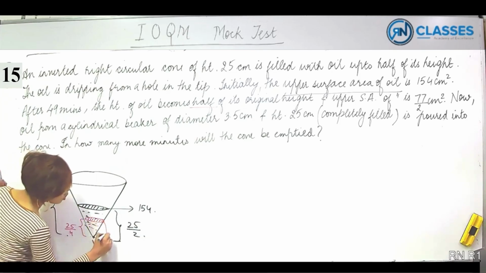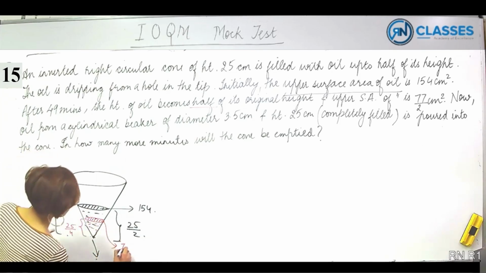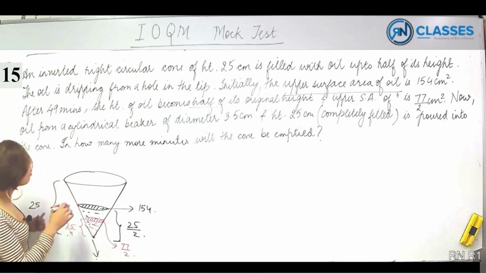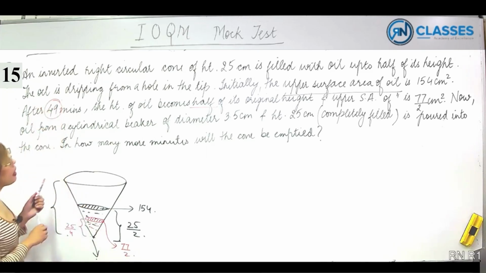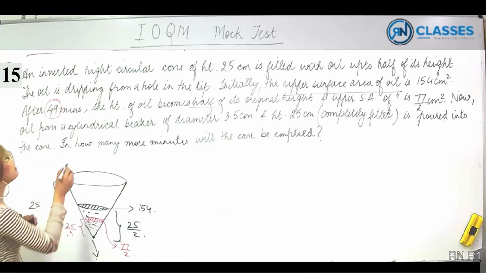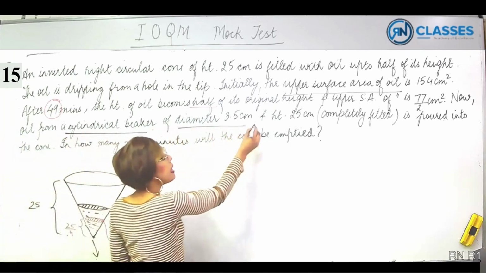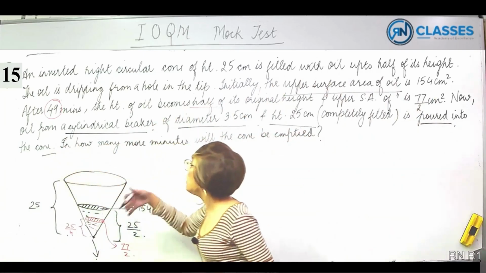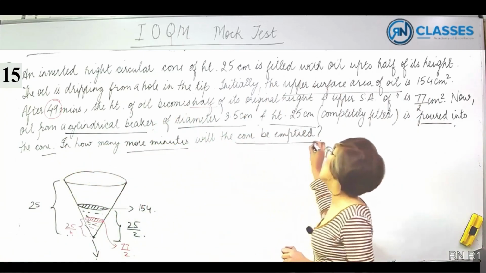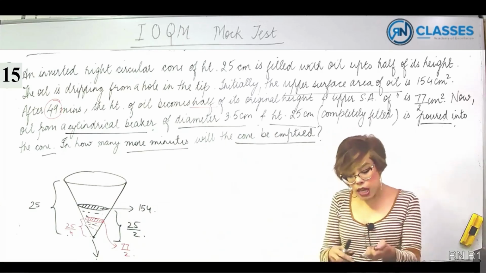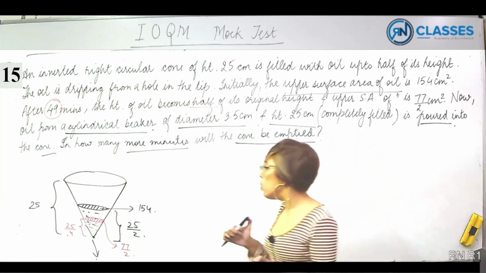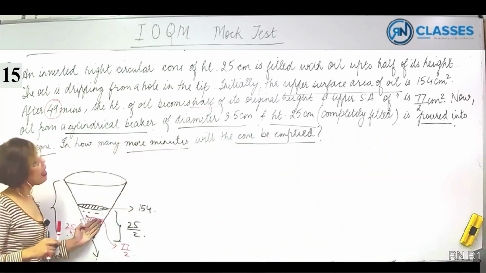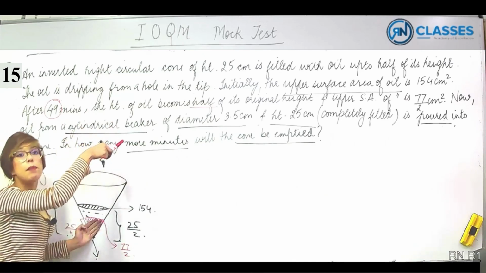This is how much? This is 77 by 2. And this all happens in 49 minutes. Now what happens? Oil from a cylindrical beaker of diameter this and height this is poured into the cone. In how many more minutes will the cone be emptied out? Right? Now, if I need to empty out the cone, I need to empty out this oil which is left and the additional oil that I poured.